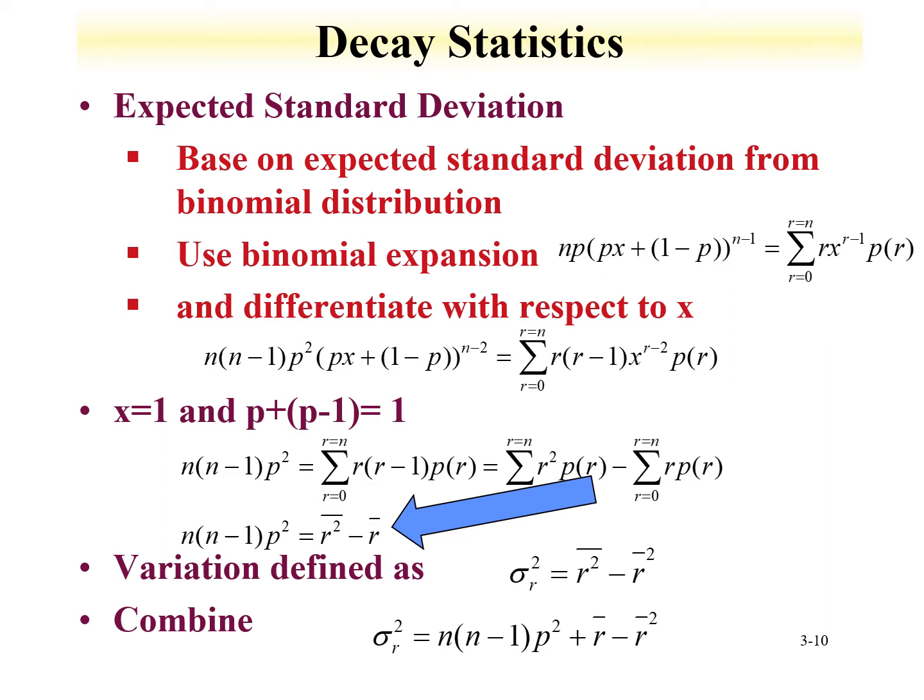So we get a relationship between the square of the average disintegration rate minus the average disintegration rate. And this variation is defined as this term where we have the square of our standard deviation, and we can expand the square of the standard deviation to this term, which comes from the binomial distribution and the averages.